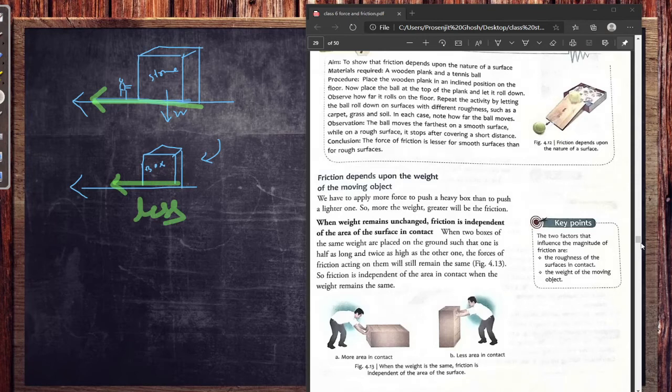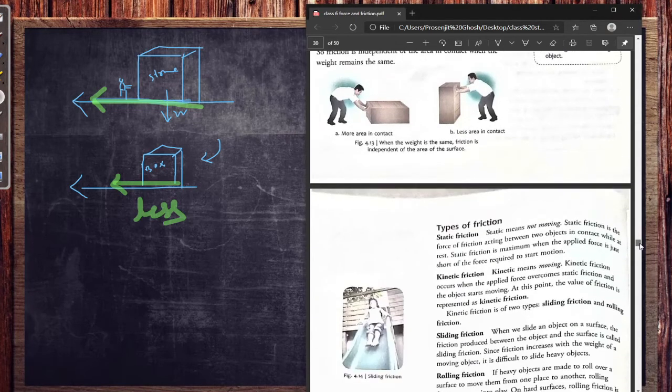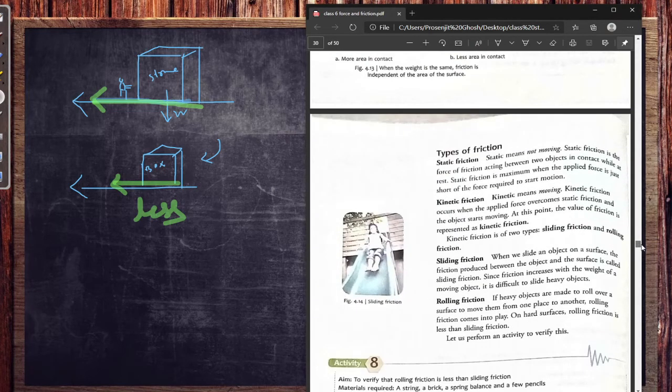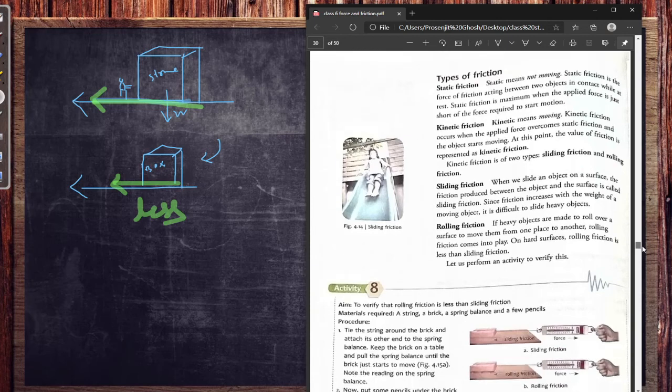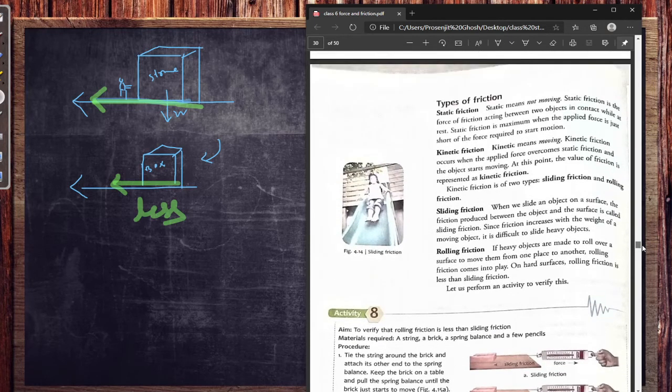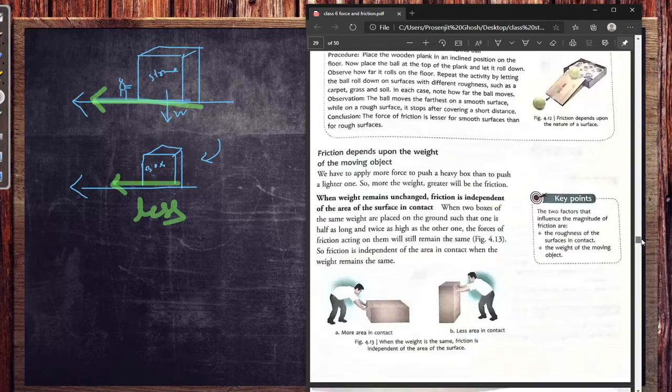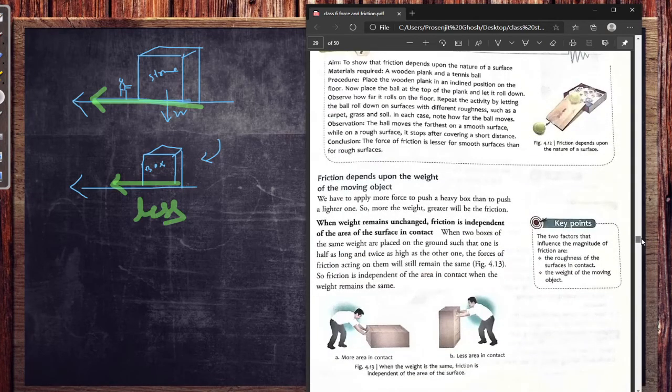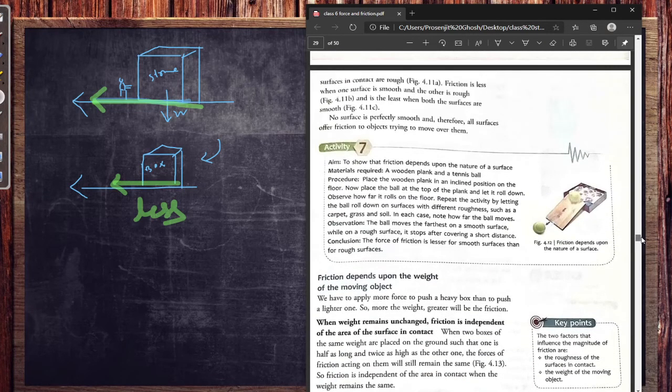So we got two ideas here: the surface area and the dependency of friction on it, and the weight of the body and the dependency of friction on that. In the next part, we will discuss the types of friction. Till then, keep studying, and what I told in this video, just write it as a note and also mark all the things that I have mentioned.